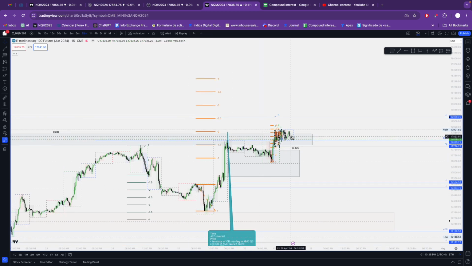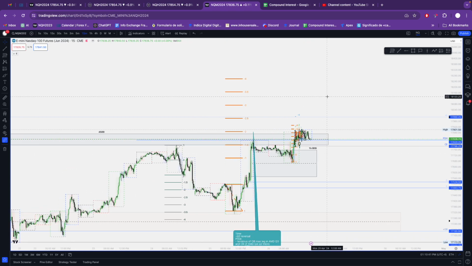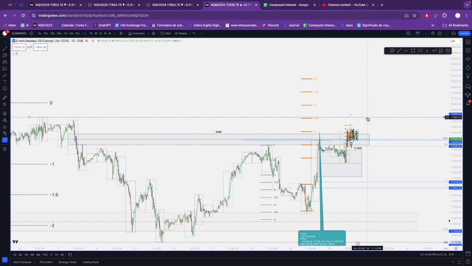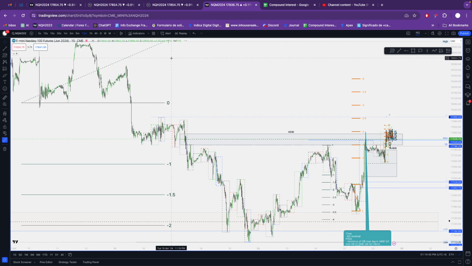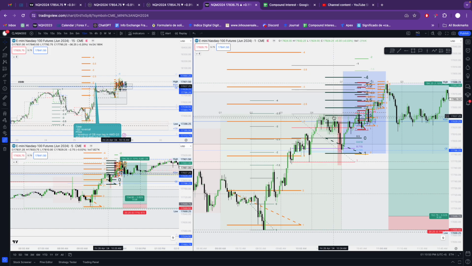This is stage one, accumulation, manipulation back into this range right here. Stage two, run up and go higher, come for this raw liquidity up here, and then crash back down. But we'll see. That's my opinion for the week.